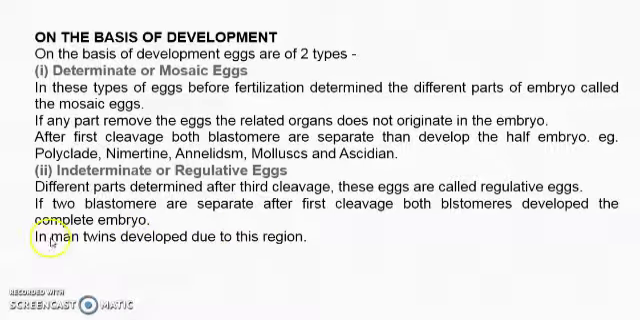So in indeterminate eggs, if the egg divides after the first cleavage into two cells, two blastomeres, then two complete embryos will be formed, and this leads to the formation of identical twins.